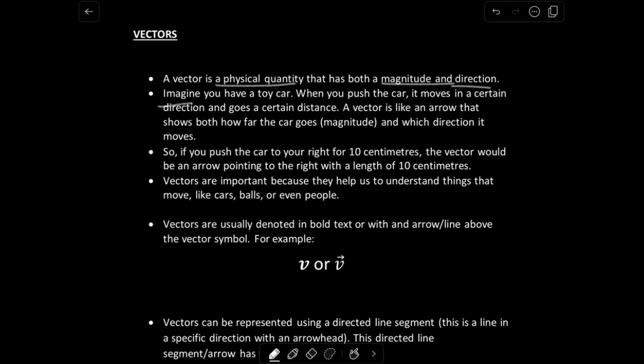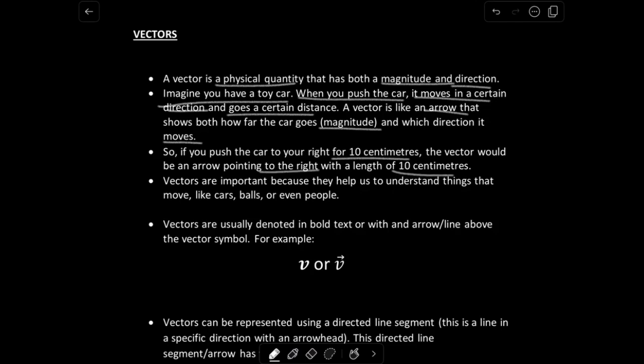I want you to imagine you have a toy car. So imagine you have like a Hot Wheels car, and when you push the car, it moves in a certain direction and it goes a certain distance. So a vector is like an arrow that shows both how far the car goes, and that's the magnitude, and which direction it moves. So if you push the car to your right for 10 centimeters, the vector would be an arrow pointing to the right with a length of 10 centimeters.